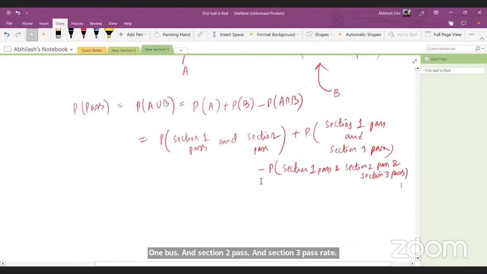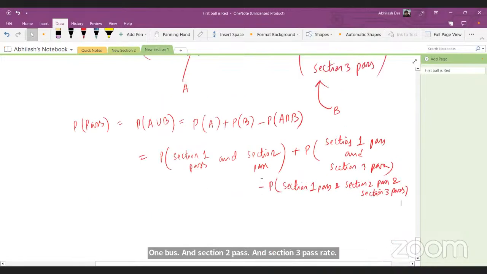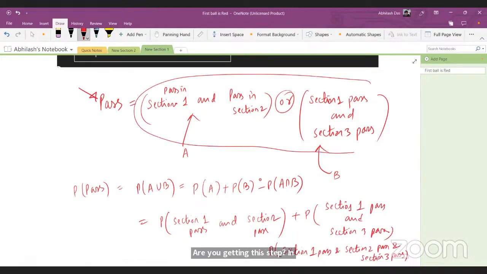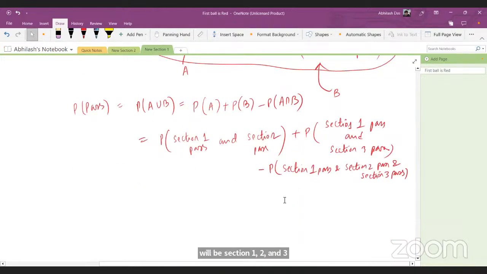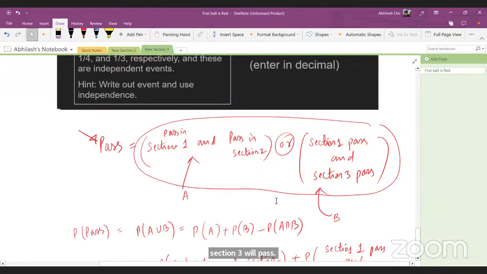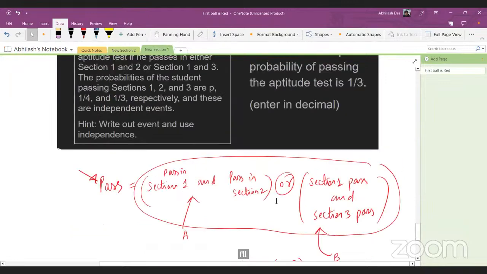Are you getting this step? A intersection B is basically the intersection of this whole thing. So it will be section 1, 2, and 3 taken together, right? Section 1 he will pass, section 2 also he will pass, and section 3 he will pass. Now the probability of section 1 pass and section 2 pass is given to you. How much is it?